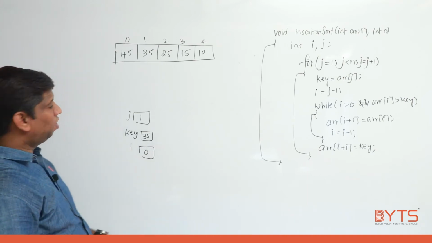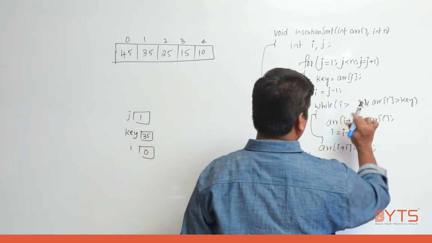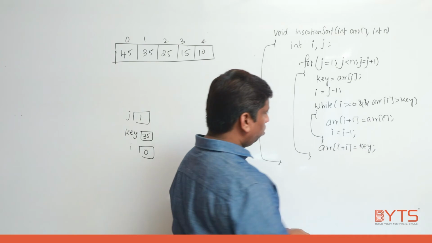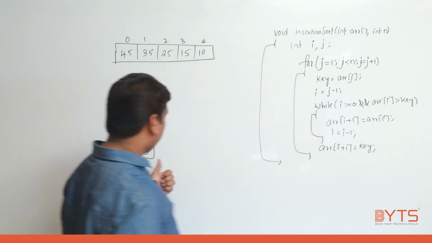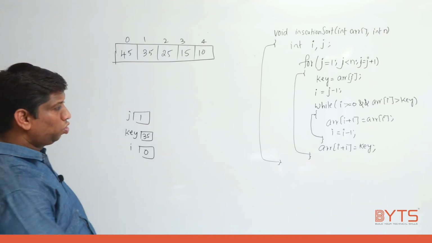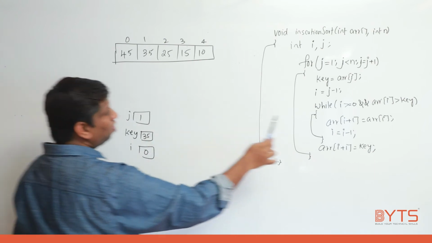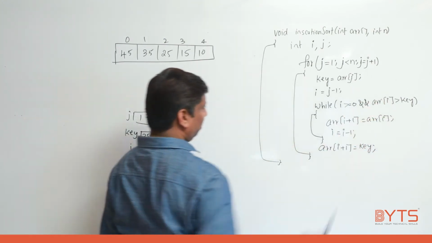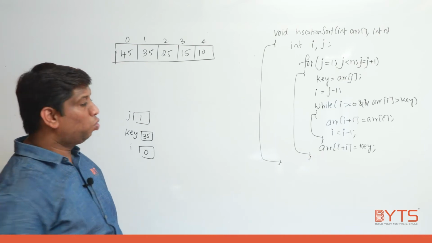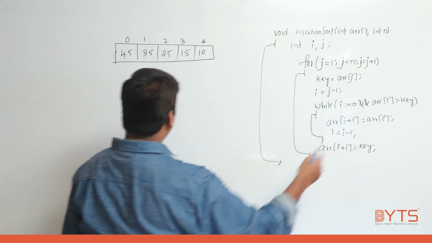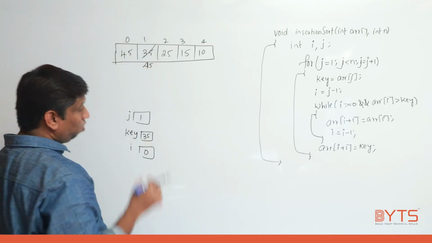I hope this is very clear. I value 0. 0 greater than or equal to 0, true. Next, ARR of 0. What is ARR of 0? 45. 45 greater than key, 45 greater than 35, true. True, right? So what I need to do? I need to do one movement. Means 45 is coming here.